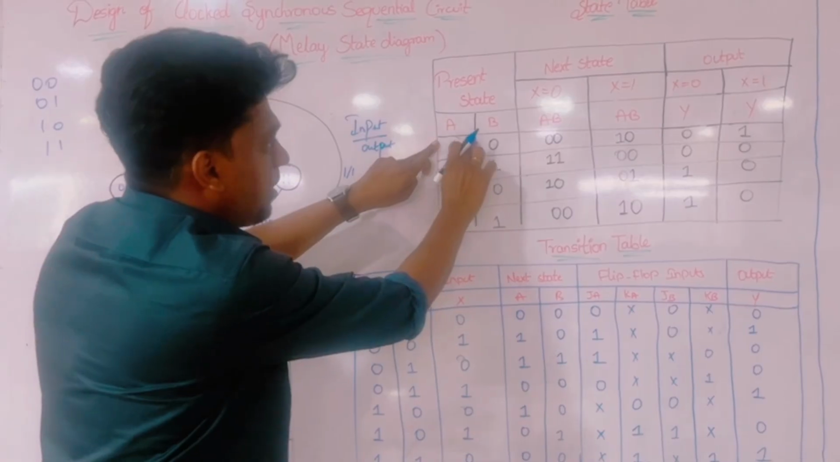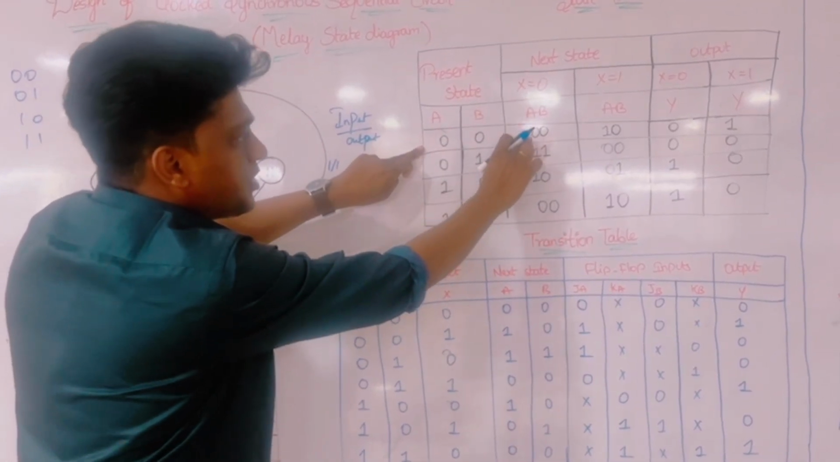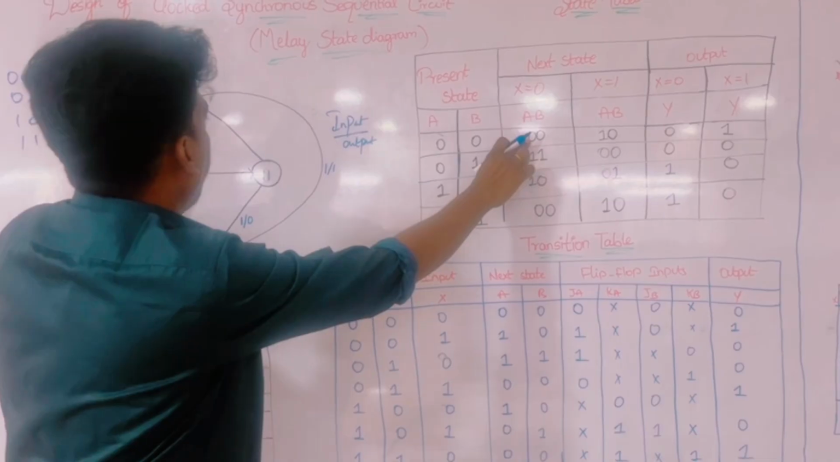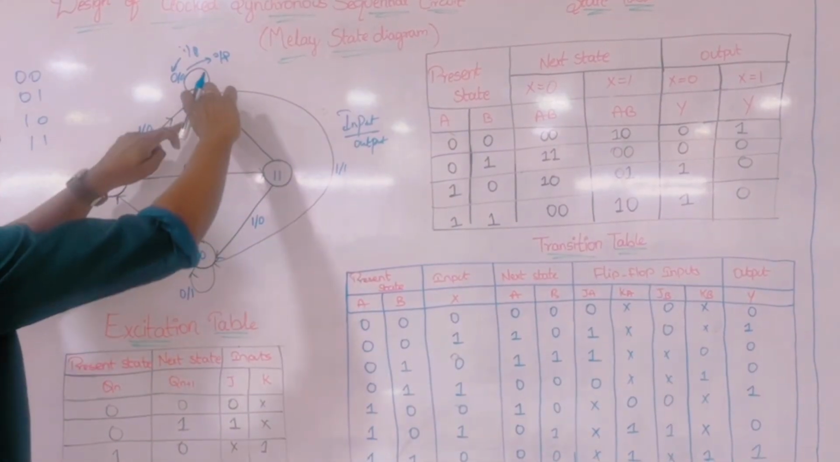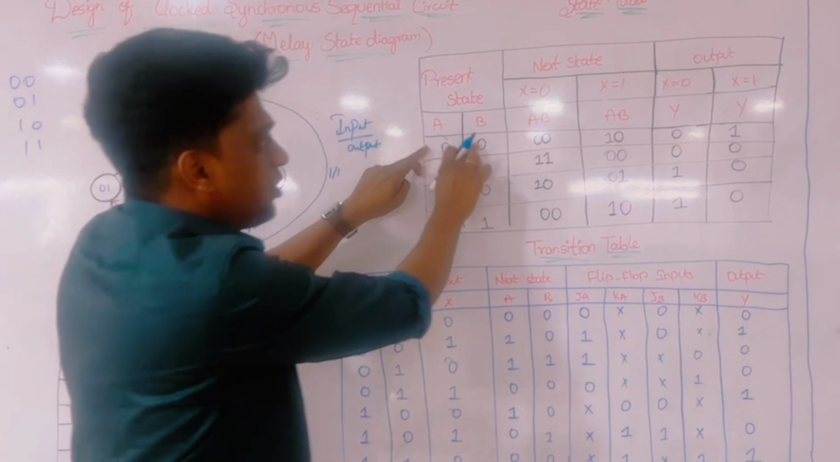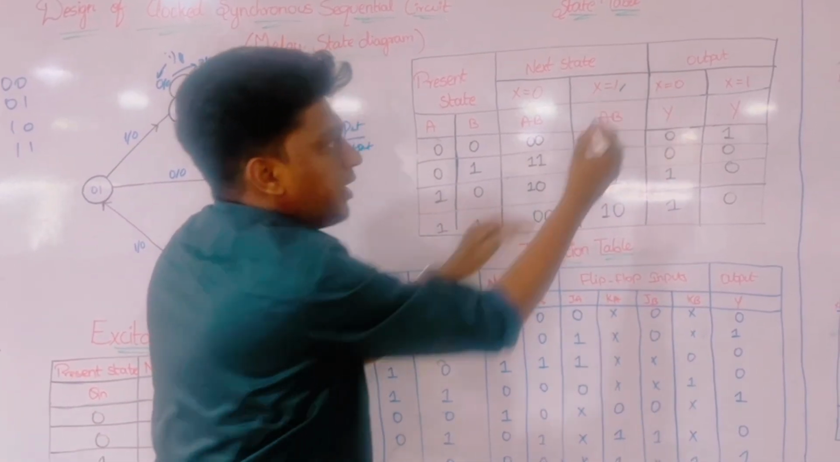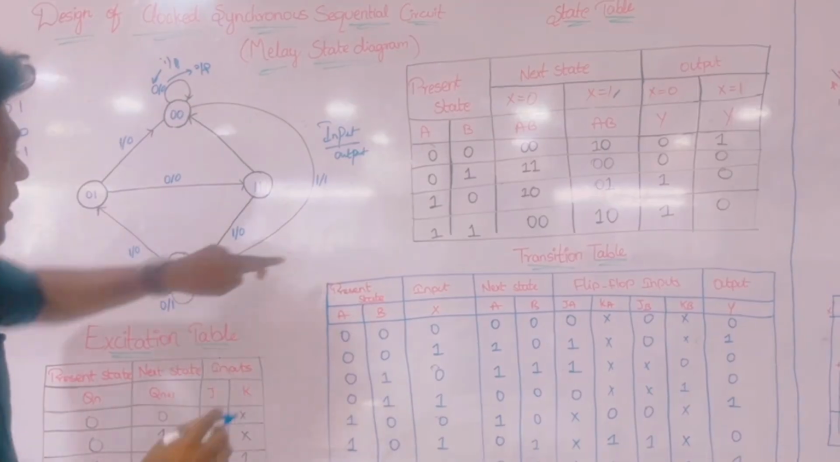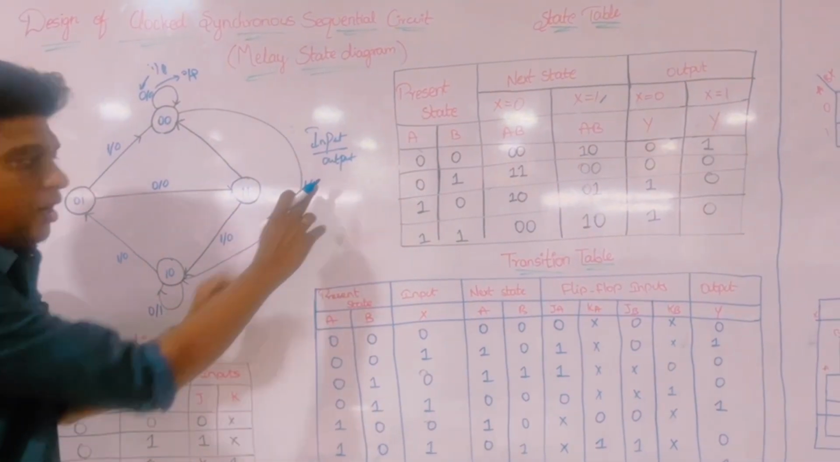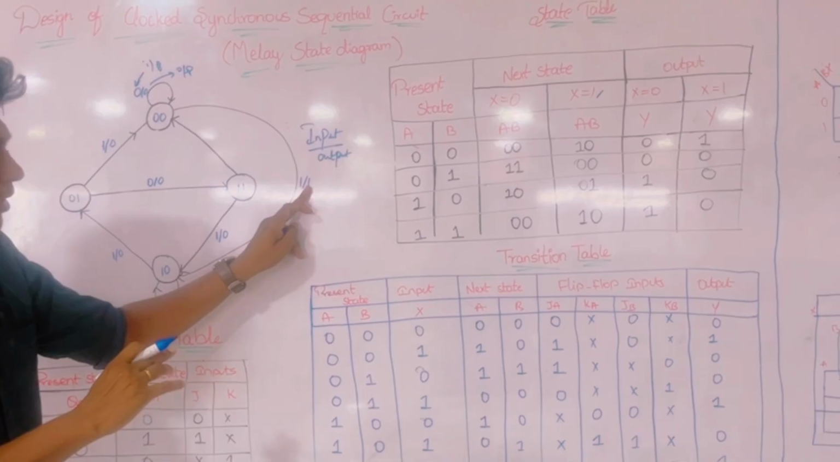So this is the present state 00. This 00 goes to the state 00 again. And for the other condition, this 00 goes to the state 10 whenever the input is equal to 1. That's why it is 1 by 1, where the numerator 1 is the input and the denominator 1 is the output.